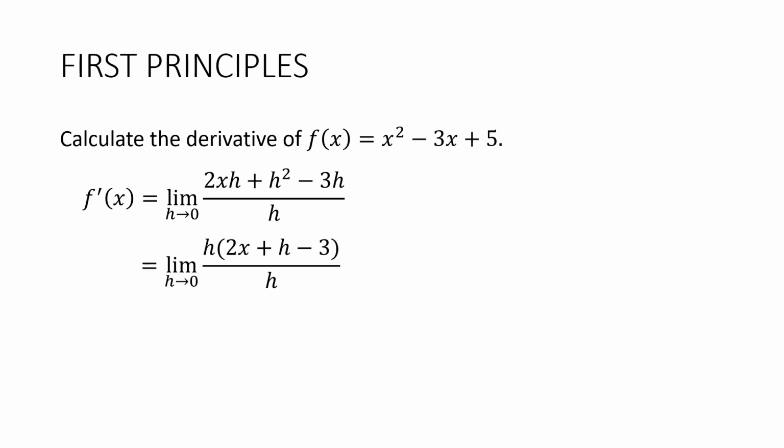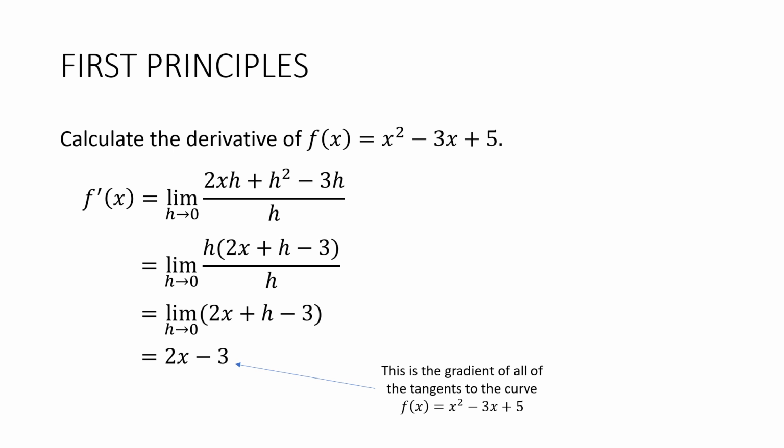These will cancel, and so this question reduces to what is the limit as h approaches 0 of 2x plus h minus 3. And when we substitute the 0 in here, we're going to end up with 2x minus 3. So that's the derivative of x squared minus 3x plus 5. And this is the gradient of all the tangents to the curve f of x equals x squared minus 3x plus 5.